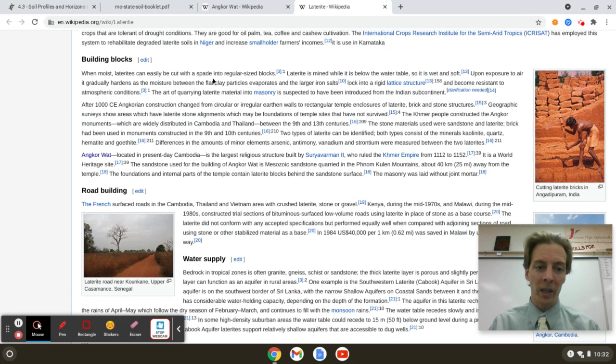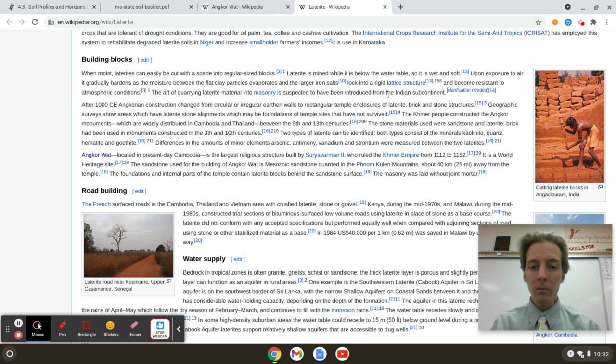When moist, they can be easily cut with a spade into a regular-sized block. It's mined while it's below the water table, soft and wet. Upon exposure to air, it gradually hardens. Moisture between the fine clay evaporates, right? Rigid lateritic structures become resistant to atmospheric conditions, aka almost waterproof, right?